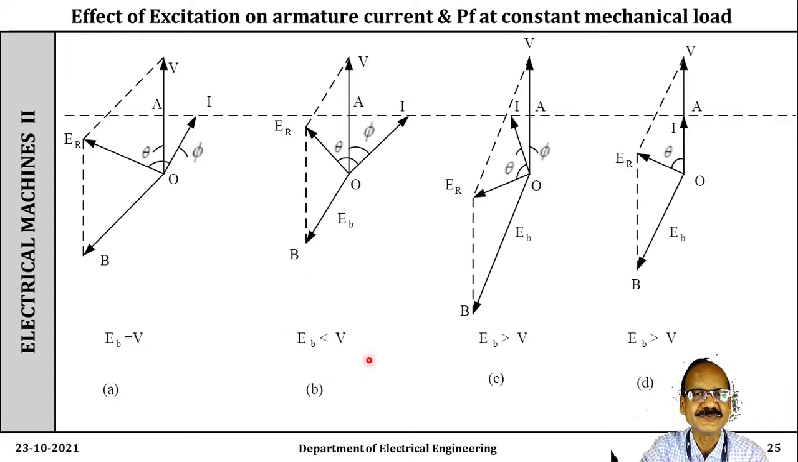See case 2. The motor works on a lagging power factor and the back EMF generated is less than V, the per phase voltage. Now in this case, the magnitude of the current is large and lagging the voltage by a large angle. However, the active component of current, that is OA equal to I cos phi, will remain the same in both cases, case A and B.